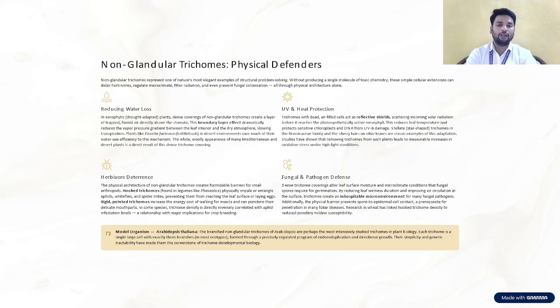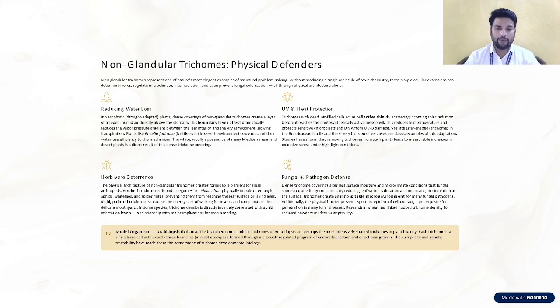And the last one, that is fungal and pathogen defense. Dense trichomes obscure the outer leaf surface, moisture and microclimate conditions that fungal spores require for germination. By reducing the leaf wetness duration and improving the air circulation at the surface, trichomes create an inhospitable microenvironment for many fungal pathogens, fungal colonies, fungal spores. Additionally, the physical barrier prevents the spores from contacting epidermal cells, a prerequisite for penetration in many foliar diseases. Research in wheat has linked higher hooked-type trichome density to reduced powdery mildew susceptibility.